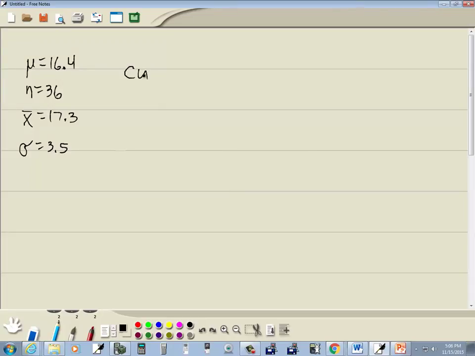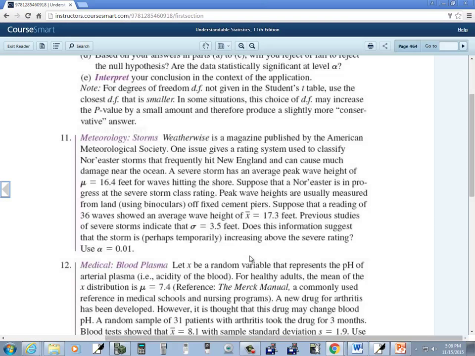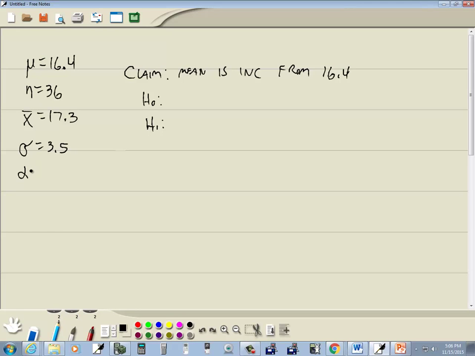Increasing. That sounds like our claim. So the mean is increasing, and then it has to refer to a previous value, which is always your population value. It can never be your x bar. It's always population. So increasing from 16.4. Oh, sigma. Let's see. Alpha is 0.01.